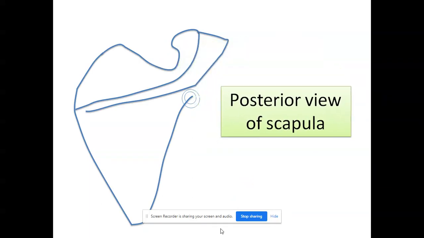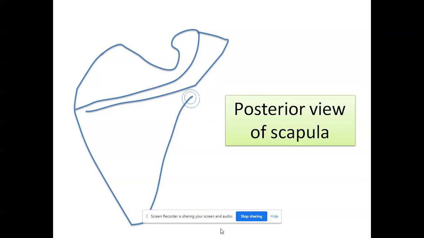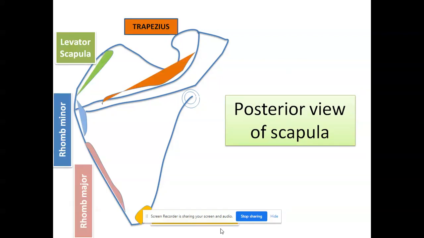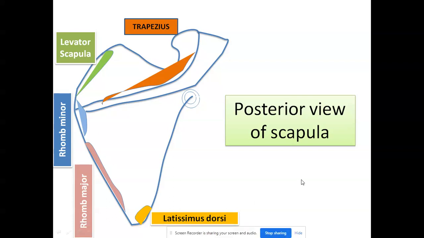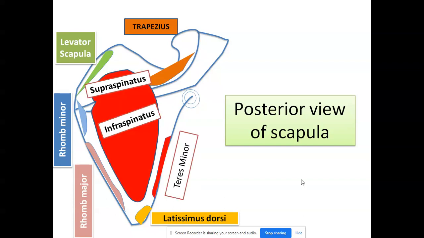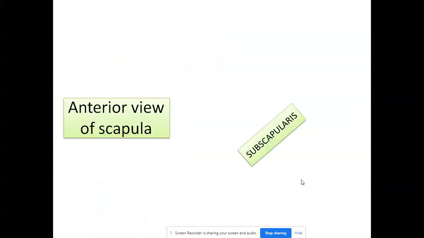Coming to the muscles of the scapulae. First, we'll deal with posterior view of the scapula. These are the muscles which are present posteriorly on the scapula. Few important muscles are levator scapulae, trapezius, rhomboid minor, rhomboid major, and your latissimus dorsi. When we are talking about scapulae, first thing which comes to our brain is rotator cuff muscle. Among rotator cuff muscles, the posteriorly placed muscles are supraspinatus, infraspinatus, and teres minor.